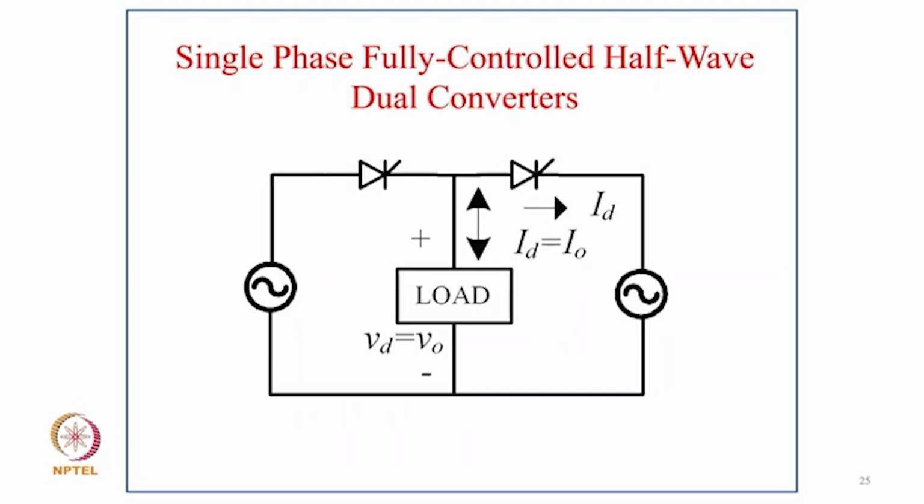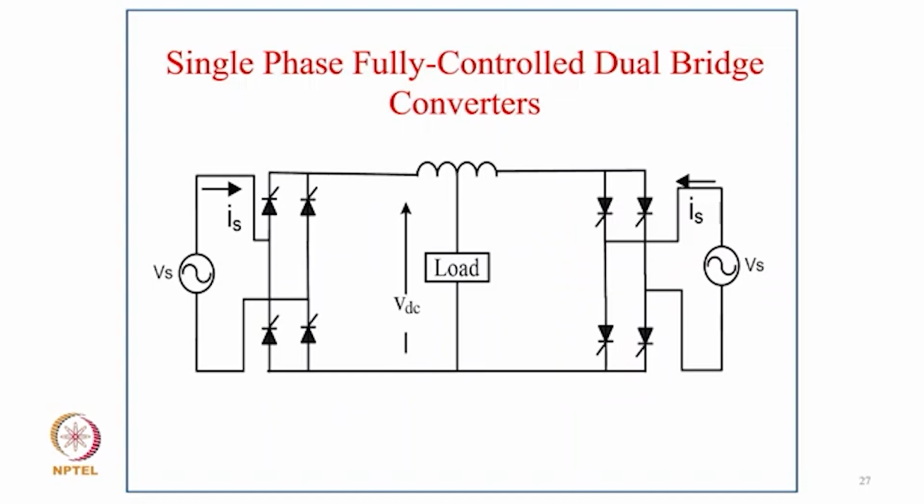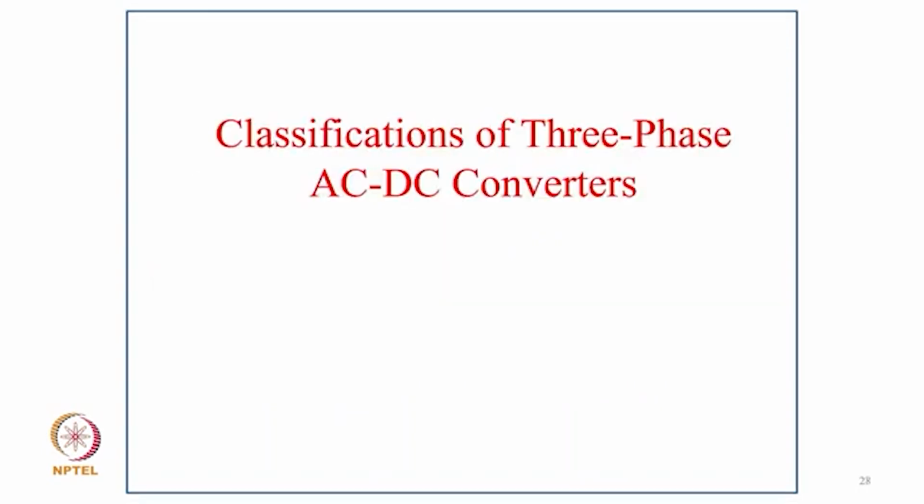Then single phase fully controlled half wave dual converters, which can have current in both directions as well as voltage can also be bidirectional. Then your single phase fully controlled full wave dual converter. Then single phase fully controlled dual bridge converter.